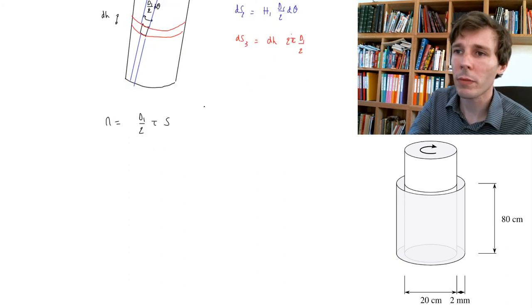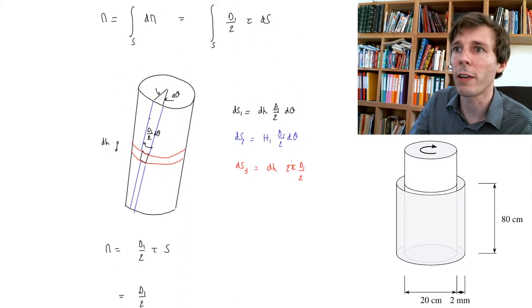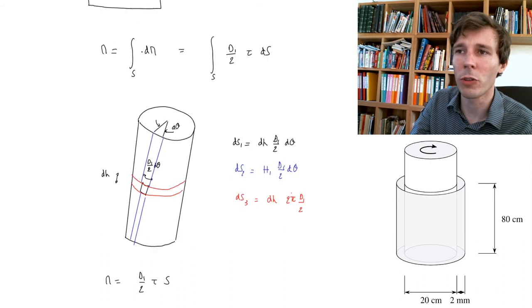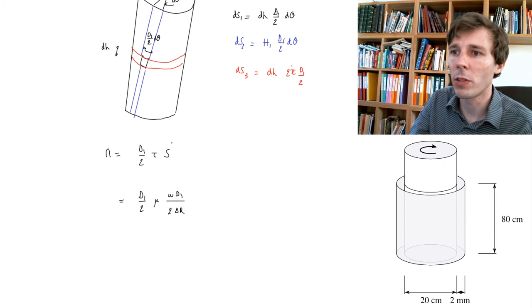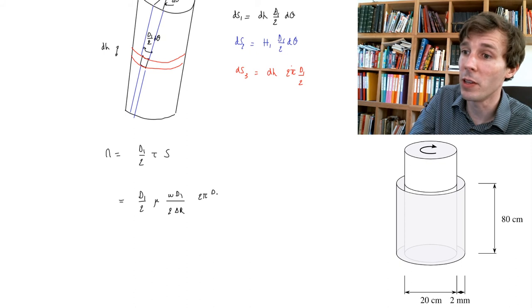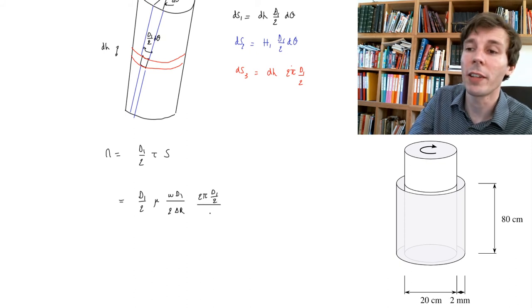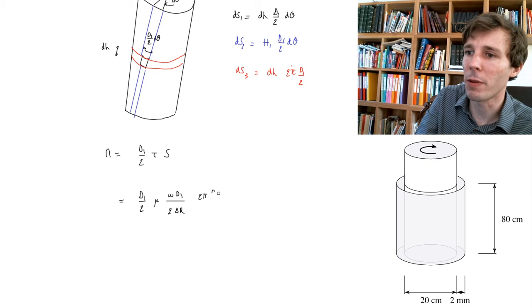So let's move down here. We say now M is equal to D1 over 2 tau. I'm going to replace it by the expression we derived above. And so tau is mu omega D1 over 2 delta R. Let's put it here. And then the surface area is going to be the circumference multiplied by the height. So that's 2 pi times the radius, D1 over 2, multiplied by the height H1, like so.